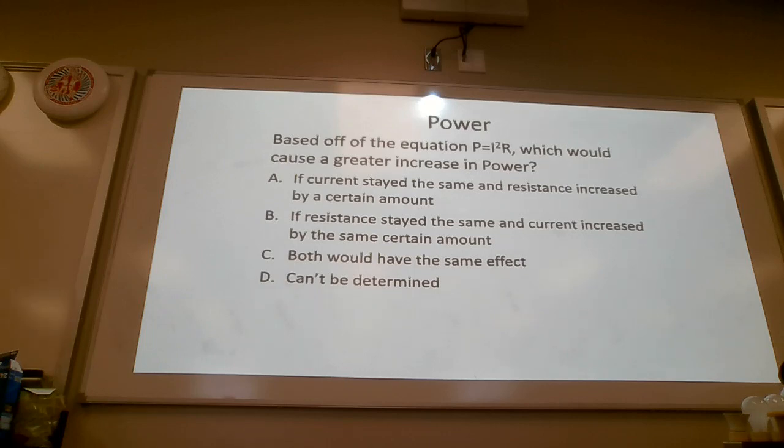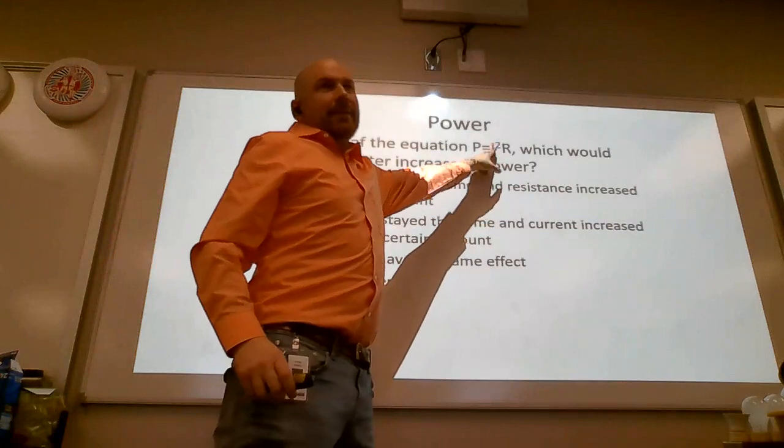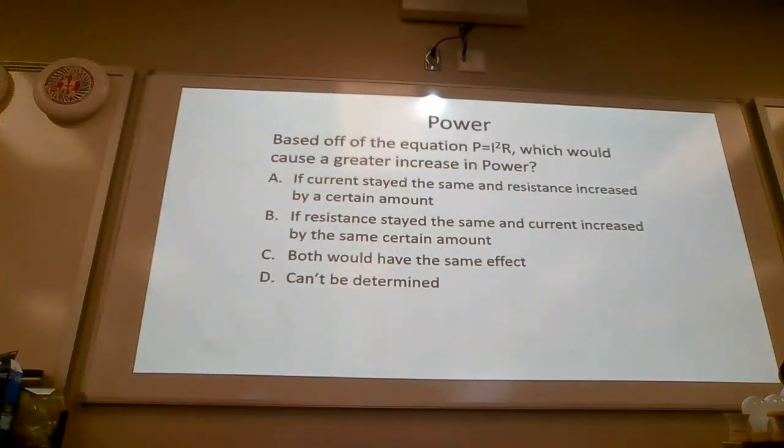Tell your neighbor. Oh, I didn't read that right. My bad. Gotta read the question. Correct answer is B. Why? Okay, and the squared makes the current carry more weight, more influential. Good? Okay.